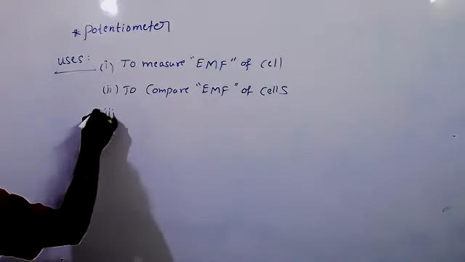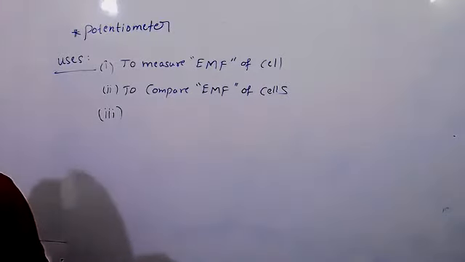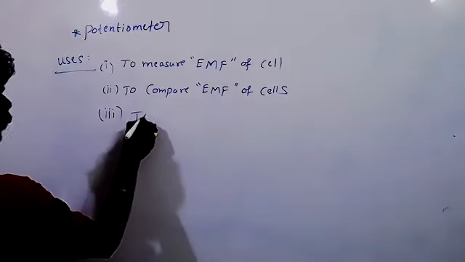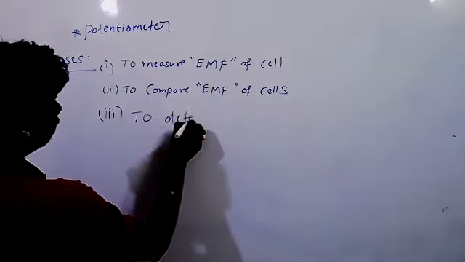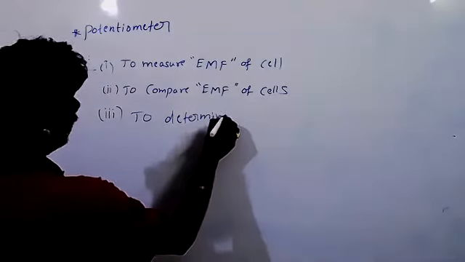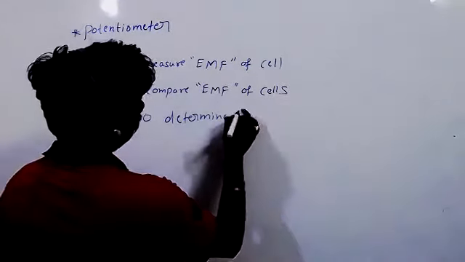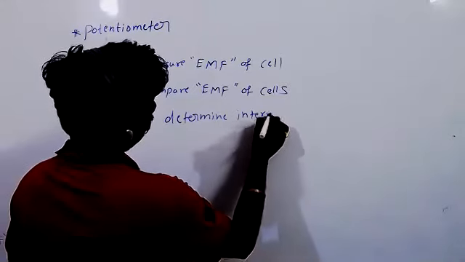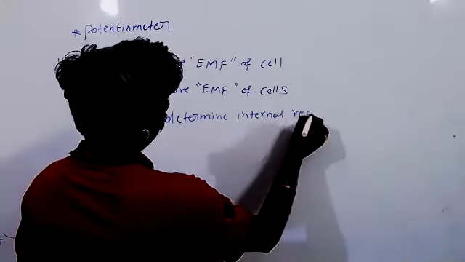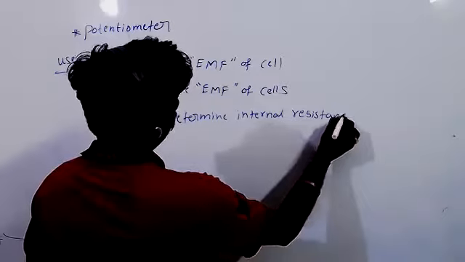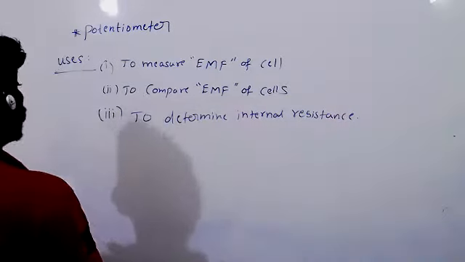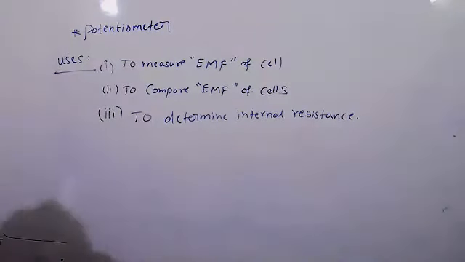Third one, to determine internal resistance. By using the potentiometer, you can determine the internal resistance. You can calculate how much internal resistance will be there.